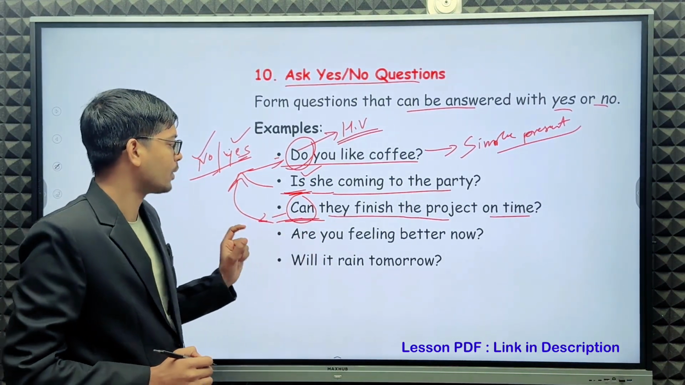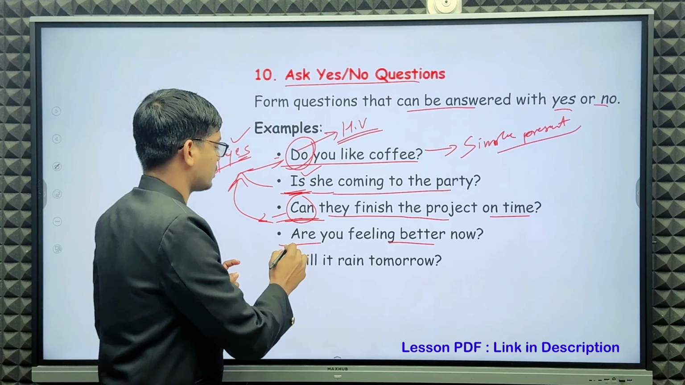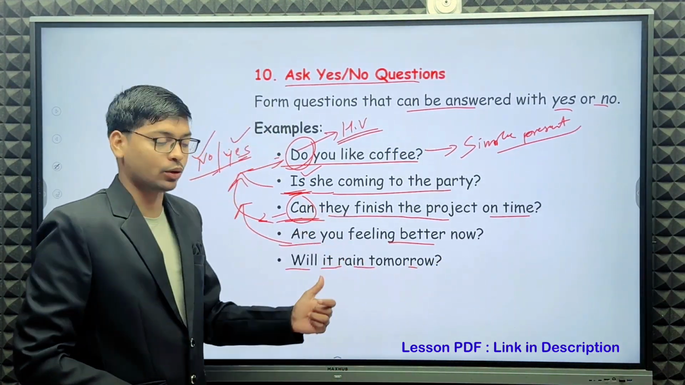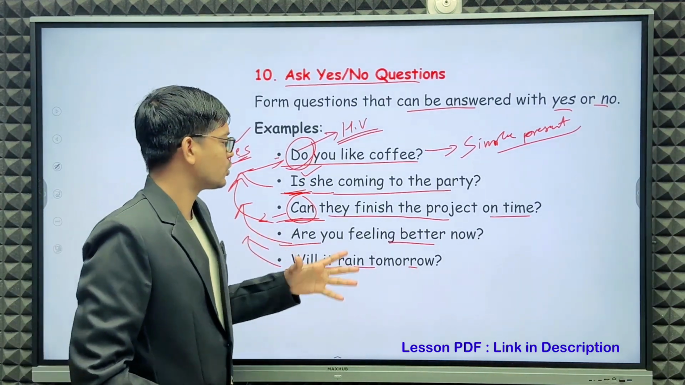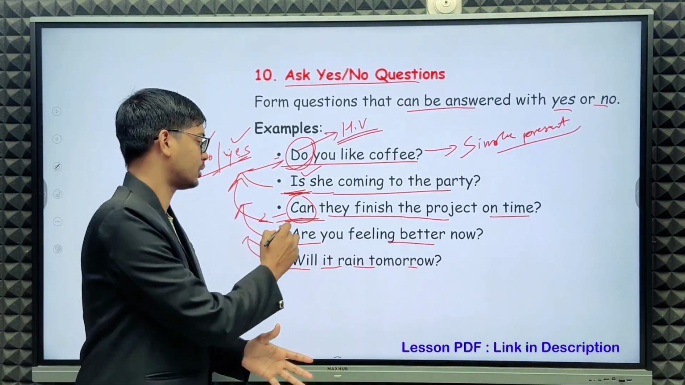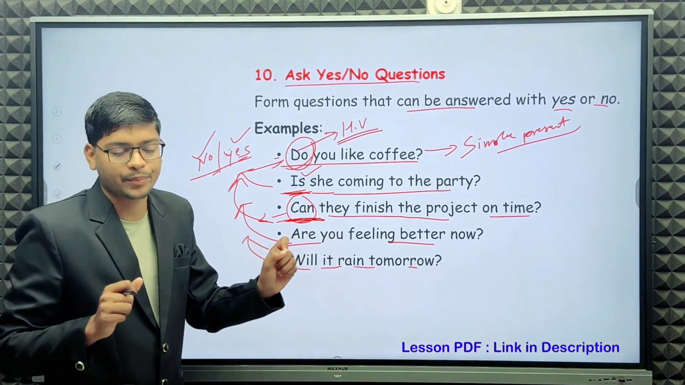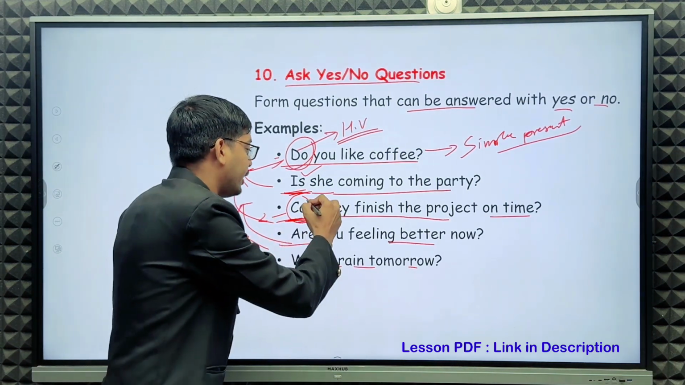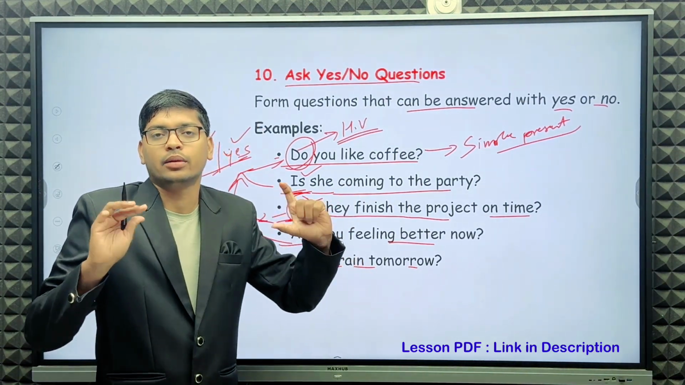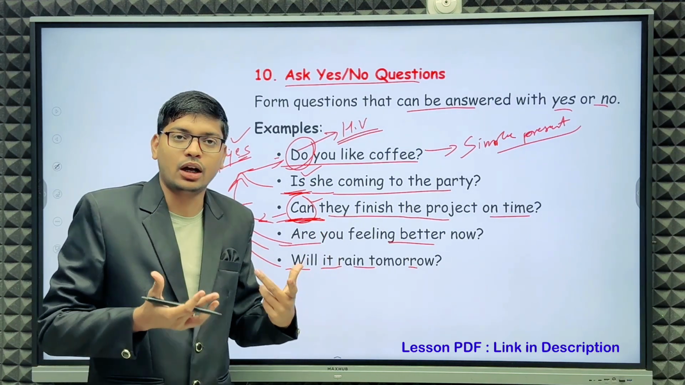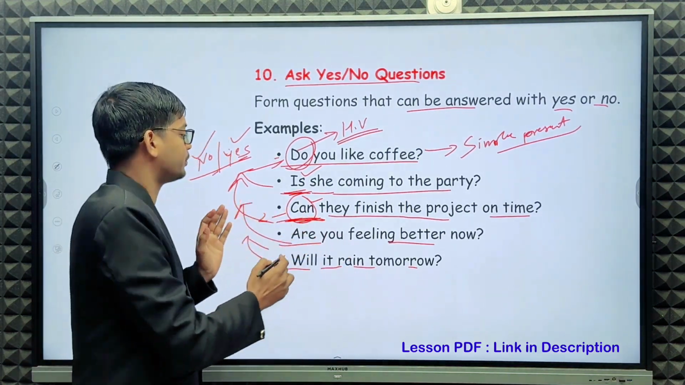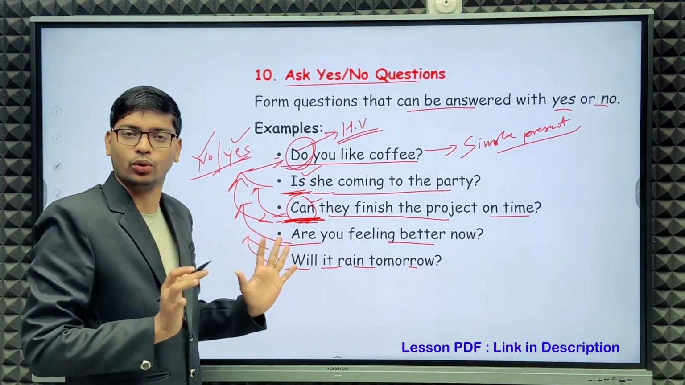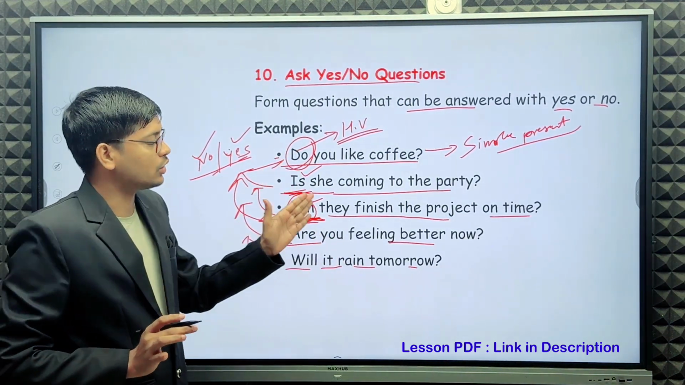Are you feeling better now? Yes or no answer. Will it rain tomorrow? Yes or no. Here will is also an auxiliary verb, it's working as a helping verb, so we can answer in yes or no. Guys, do you understand the yes or no format?